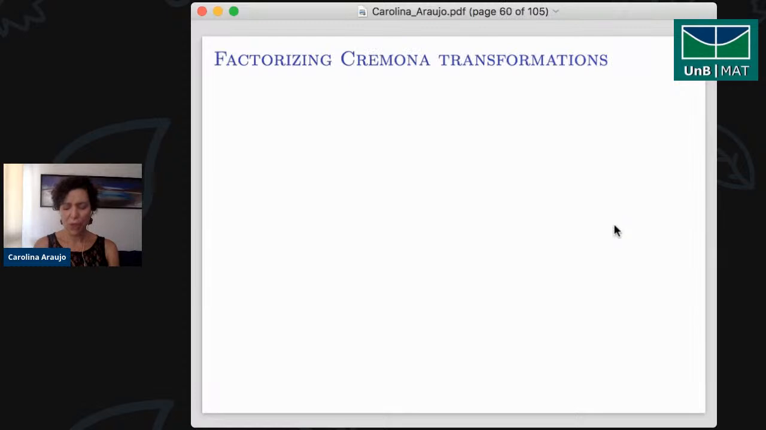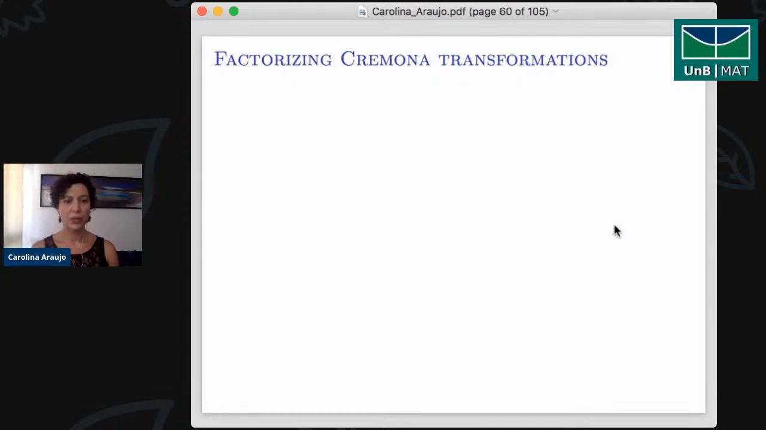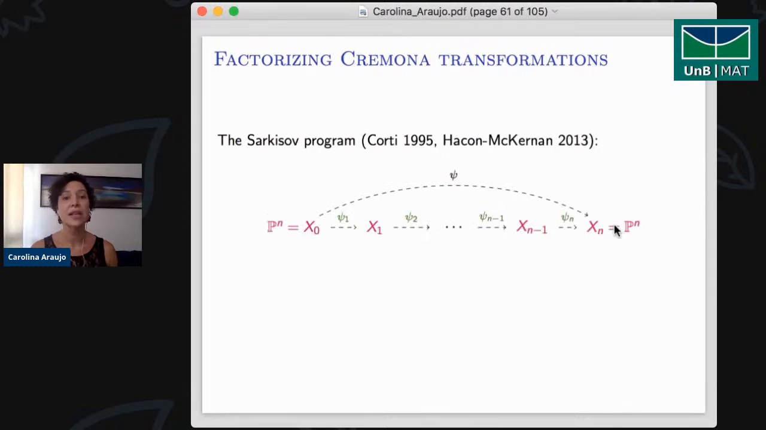Okay, so what are the tools that we have to understand the Cremona group and Cremona transformations in higher dimensions? We do not have, as I said, a strong factorization theorem like the Noether-Castelnuovo theorem. However, we have a weak factorization theorem, and this is pretty much one of the strongest tools that we have to understand this group in higher dimensions. This is what is called the Sarkisov program. The Sarkisov program is a factorization procedure for Cremona transformations in higher dimensions, or actually in any dimension. If you have a Cremona transformation of P^n, you can decompose it as a composition of simple elementary transformations.